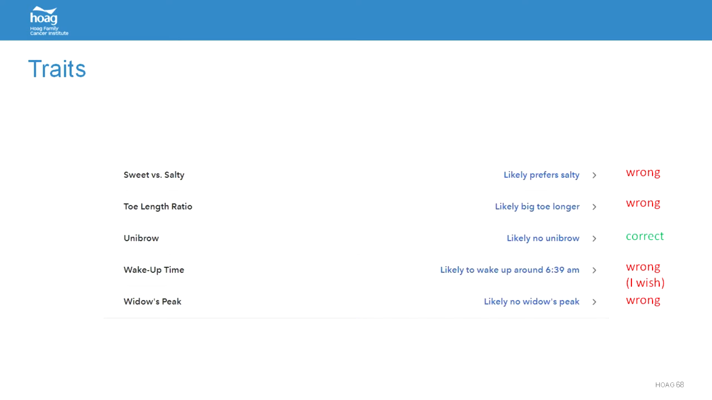Traits, this is just a small subset. They supply you with information about a lot of traits. So this one, sweet versus salty, wrong. I really have a big sweet tooth. Likely my big toe is longer. No, that's wrong. Also, my second toe is much longer than my big toe. I don't have a unibrow. Likely to wake up around 6:39 a.m., I wish. But that's wrong. I wake up about an hour earlier. And I do have a widow's peak. So they didn't do very well with the traits.